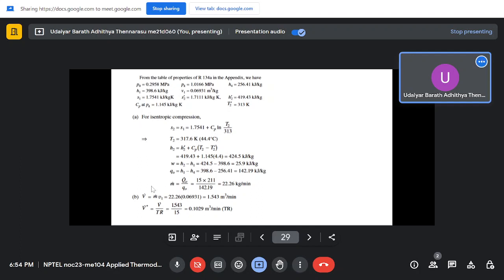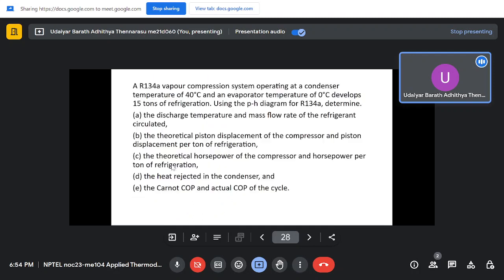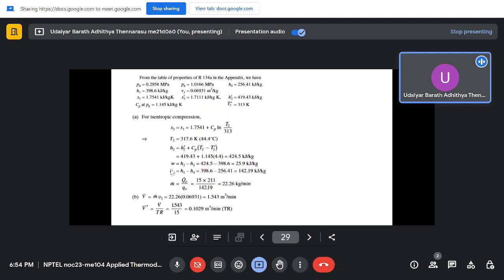Now the specific cooling capacity Q0 is H1 minus H4, which comes out to be 398.6 minus 256.41, which is 142.19 kilojoule per kg. So the mass of refrigerant flowing in the system is the cooling capacity of the system, which is 15 ton given, divided by the specific cooling capacity. So 15 into 211 divided by 142.19. This will come out to be 22.26 kg per minute.